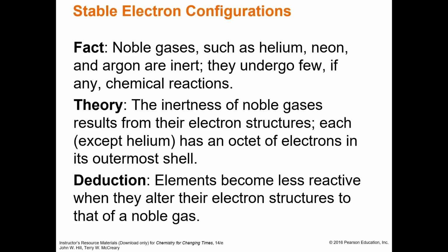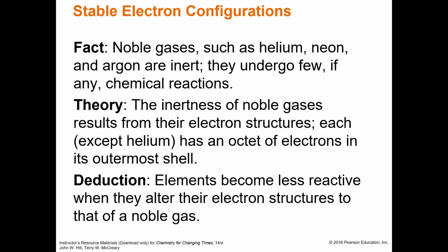So one of the facts that you need to know for this is noble gases, such as helium, neon, and argon, are considered inert. And what that means is that they undergo few, if any, chemical reactions. And so they essentially don't make bonds. They don't make compounds. They don't react. So the theory is the inertness of these noble gases results from their electron structures. Each, except for helium, has what is referred to as an octet of electrons in its outermost shell.